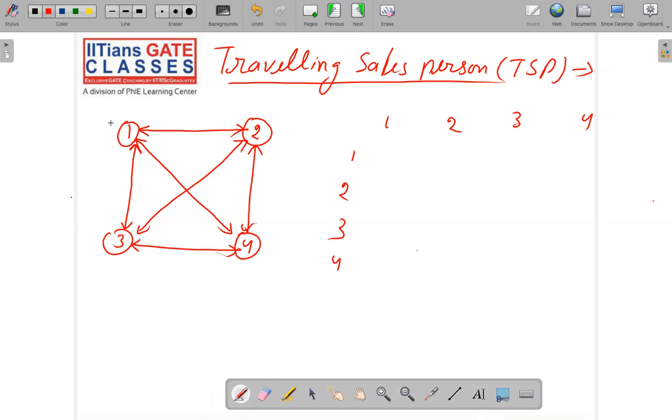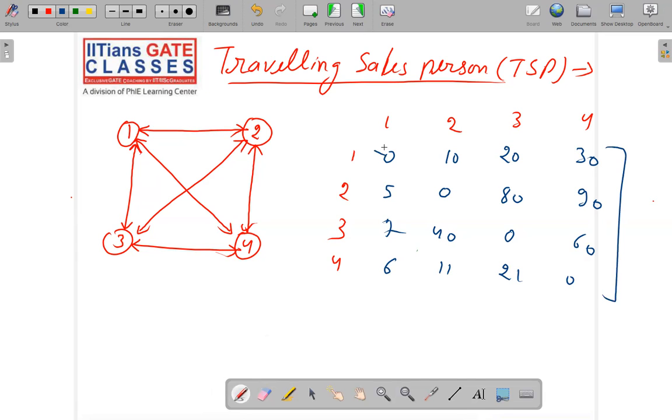Let me use some other color. From 1 to 1 it's 0. From 1 to 2, we are saying it will take 10 rupees or $10, whatever currency you can consider. So these are the costs. I'm just writing randomly: 80, 90, anything, like 70, 40, 0, 60, 6, 11, 21, 0.